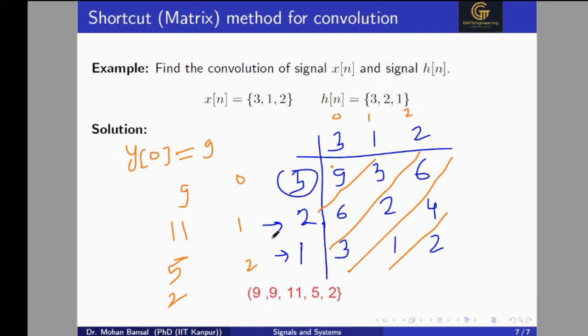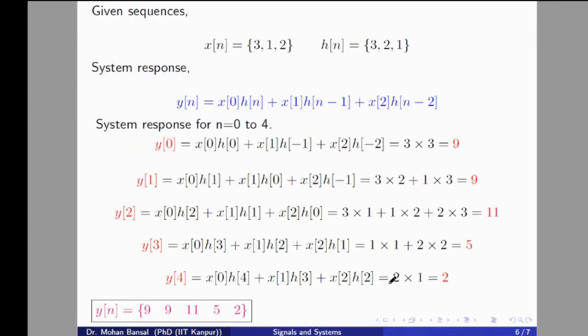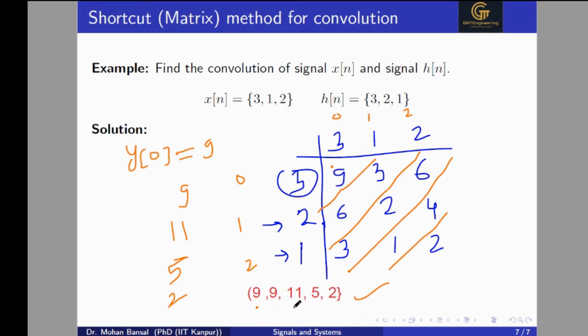The first value is for n equal to 0, the next is for n equal to 1, so it is the value of y1, 11 is the value of y2, 5 is the value of y3, and 2 is the value of y4. So here we get 5 elements starting from 0 and ending at 4, and this matches the result from the previous method: 9, 9, 11, 5 and 2. So just draw the matrix, multiply the elements of one row with the other, take the diagonals and add the elements, and you will get the output y.